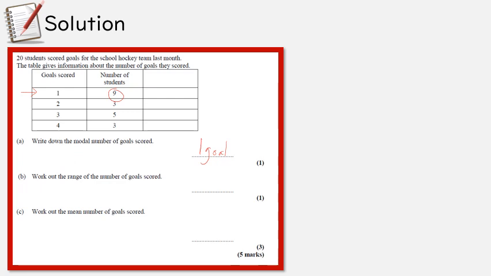The range of the number of goals, they've helped you here. Make sure you're going from this column here, the number of goals. Well, the range, remember, is the biggest take away the smallest. But we're taking the numbers from the goal column, not the frequency, not the number of students. So the biggest number of goals I could have scored was 4. The smallest number of goals I could have scored was 1, so our range is 3 goals.